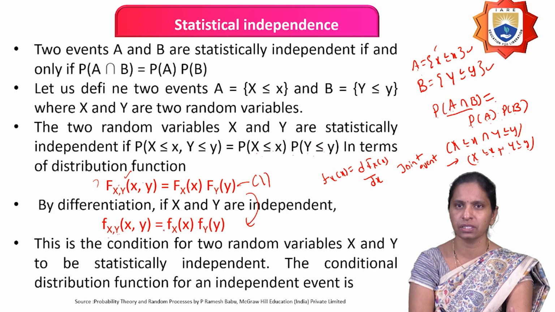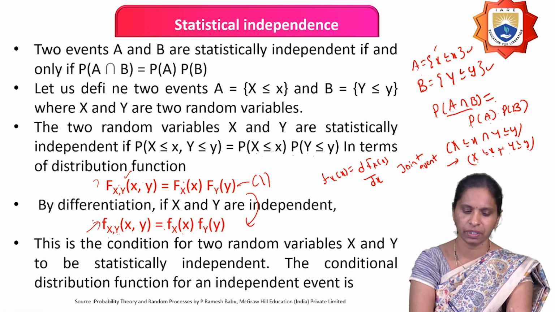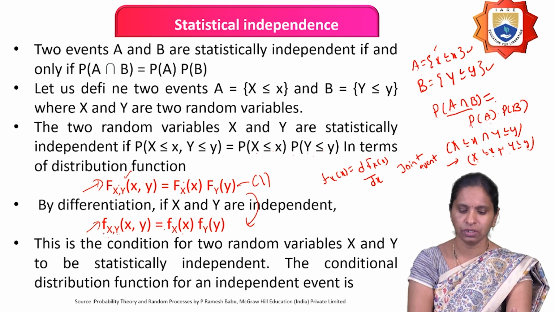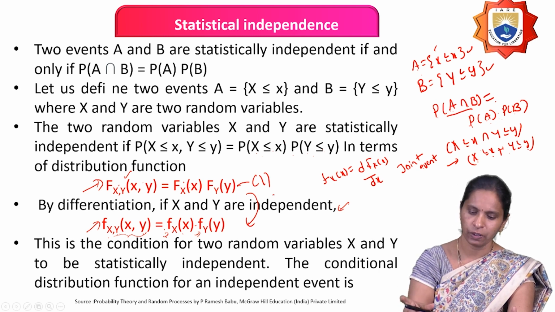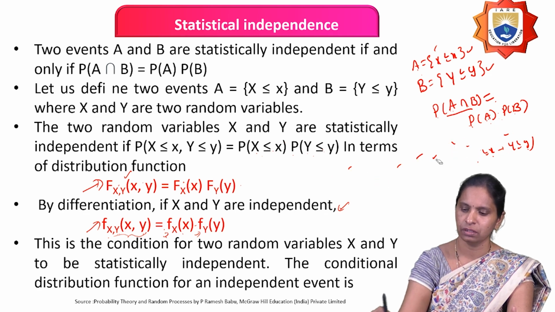Fxy of x comma y is equal to what? Fx of x into Fy of y, where small f represents the density function and capital F represents the distribution function. Therefore, the joint density function of two random variables is equal to the product of the marginal density functions of the random variable x and the random variable y if and only if the random variables x and y are independent. Therefore, these are the conditions for what? Independent random variables.